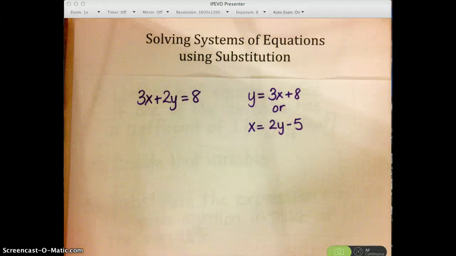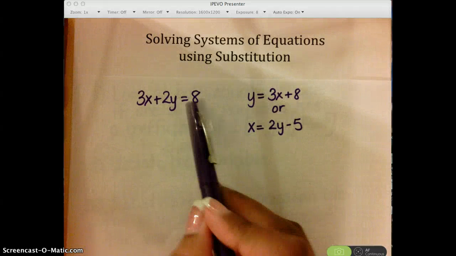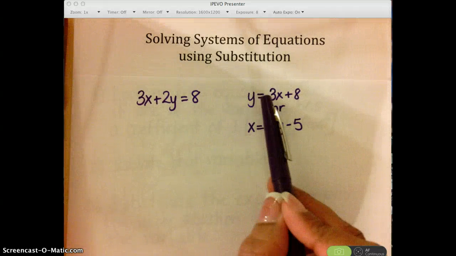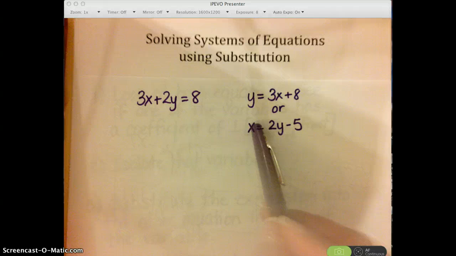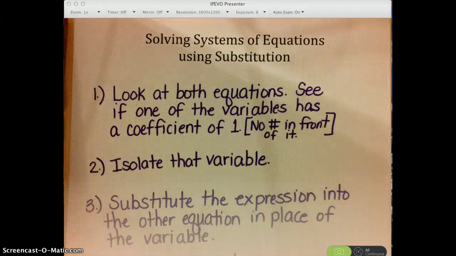So what you're going to do tonight is you're going to look at solving systems of equations when you don't have an equation where one of your variables is already solved for. So here are your steps.